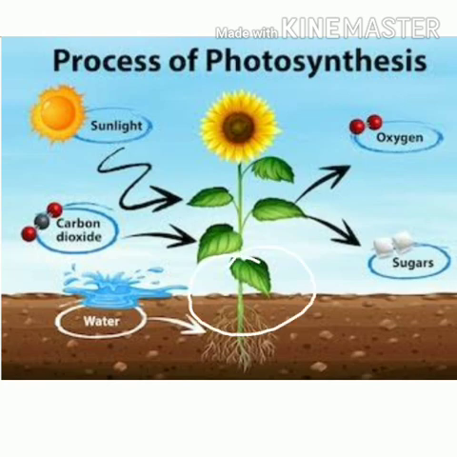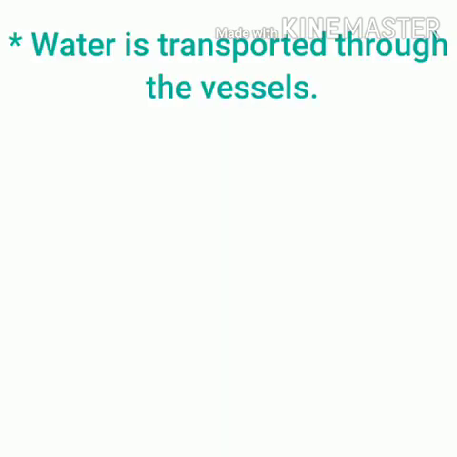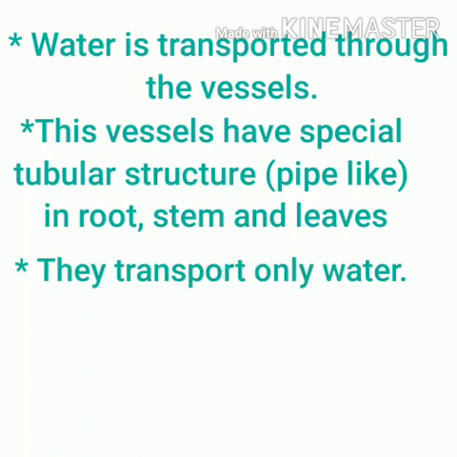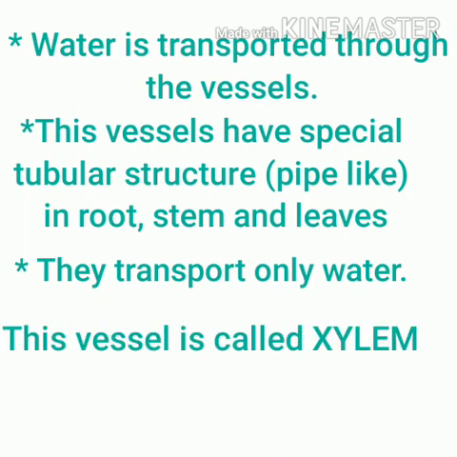Water and minerals are absorbed by the root from the soil, and this water is transported to the stem, and from the stem it is transported to the leaf through the vessels. Vessels means a tissue-like structure, and through that structure the water is transported. There is a special tubular, pipe-like structure in root, stem and leaf that transports only water. That vessel is called xylem.